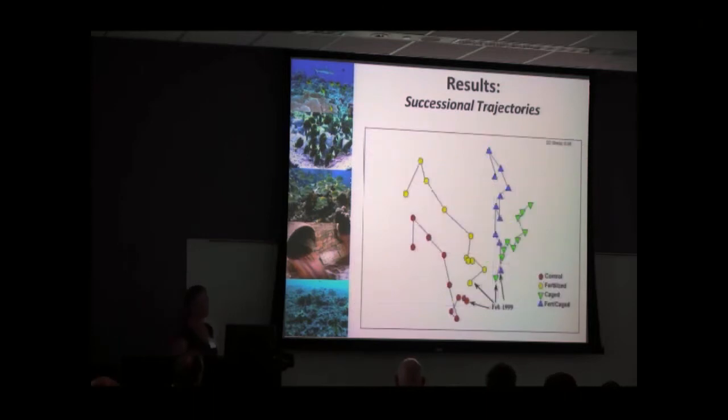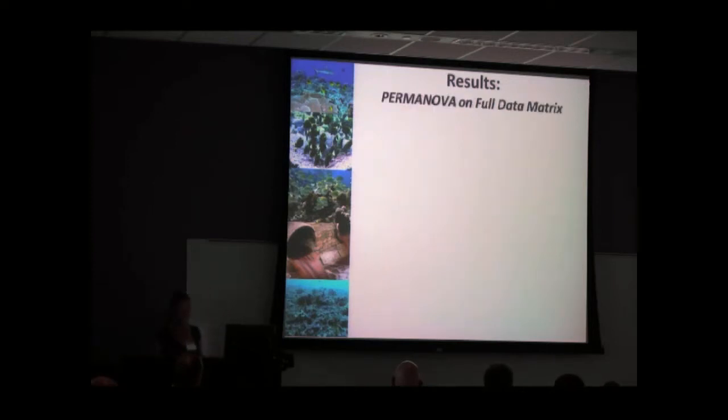We can look at this in successional trajectory space. So again, starting in the beginning, we see all the communities are relatively similar to one another, and over time they all diverge in unique ordination space. So the communities are, in fact, developing uniquely over time.